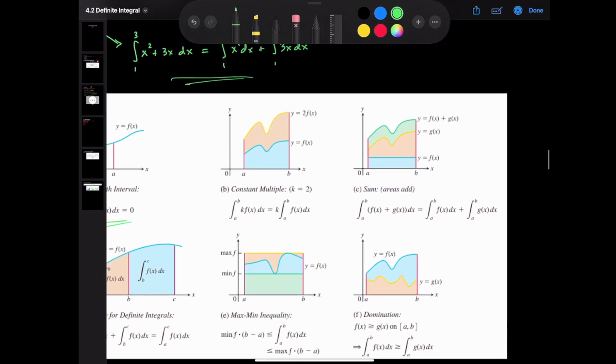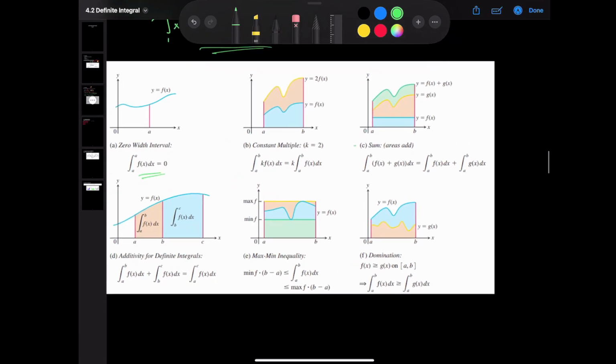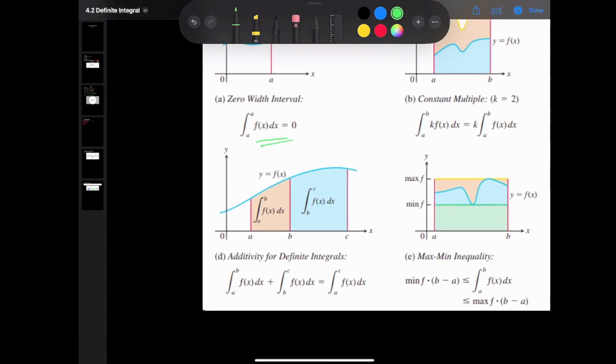The sum of areas property, why we can split it. Right, here's your f, here's your g. If f was a constant, we're really just adding this to g, and so it's just up a little higher. It's going to be the same amount of area if we were to just add those.